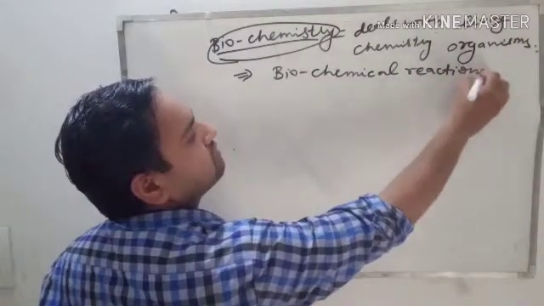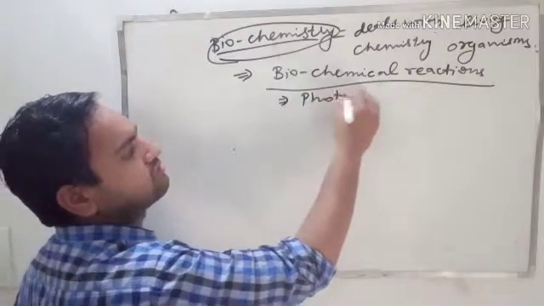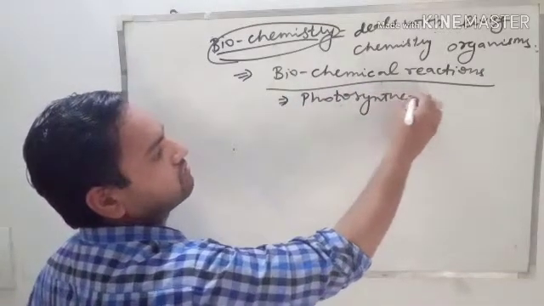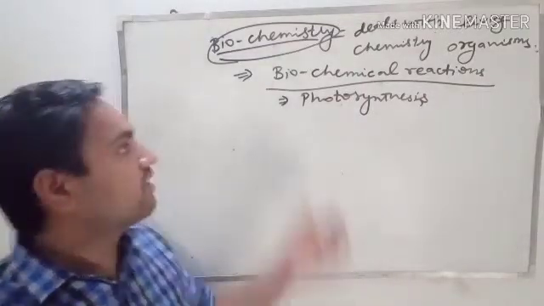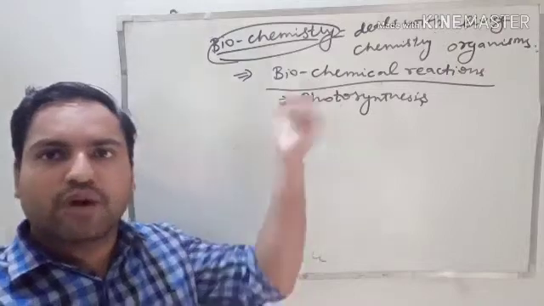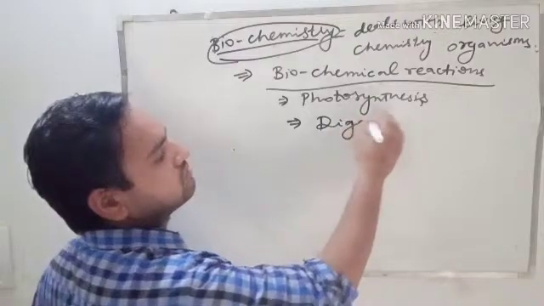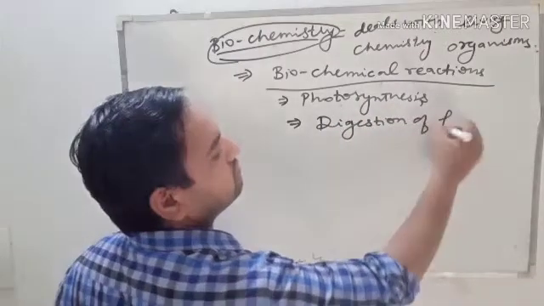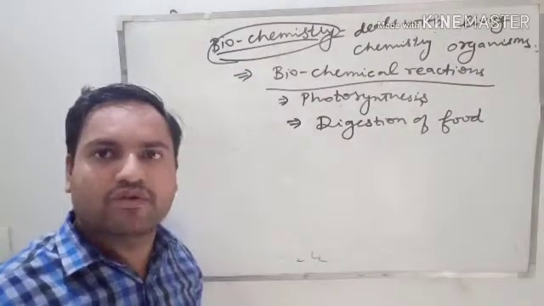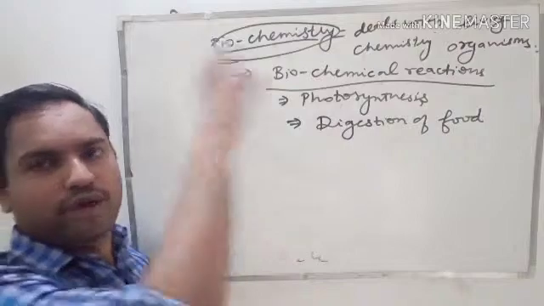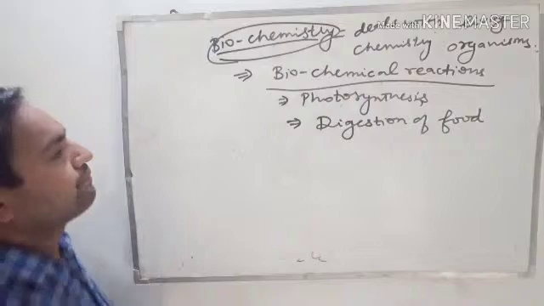Whenever you see biochemical reactions, like the photosynthesis process, it is not just biological, it is not just a chemical process, it is a biochemical process, biochemical reactions taking place. Likewise, digestion of food is also a biochemical reaction, not only chemistry, not only biology. So both biological aspects and chemical aspects are combined in biochemistry.